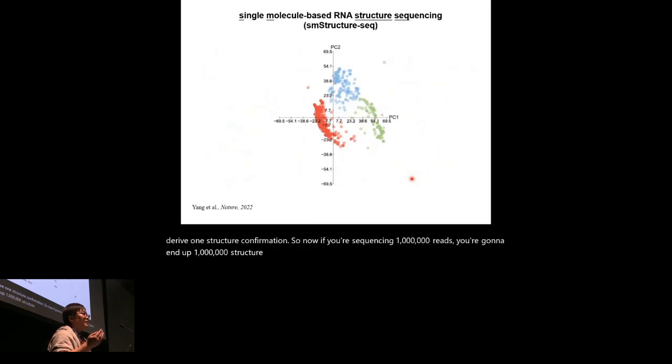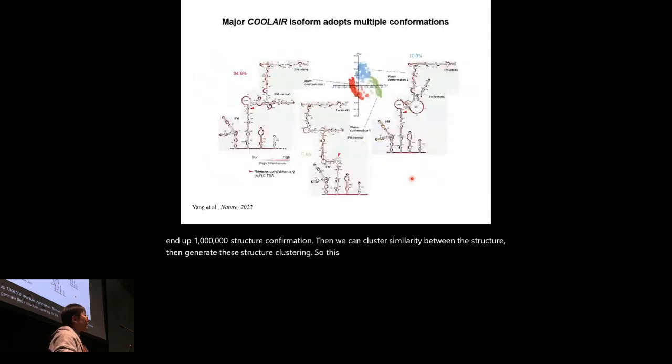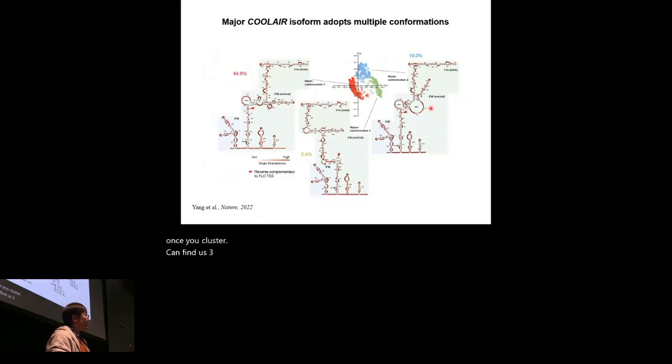Then we can cluster similarity between the structures, then generate this structure clustering. So this is one of the major COOLAIR isoforms. After the sequencing, we can obtain millions of reads of different structure conformations. Then once you cluster, you can find 3 major clusters of structure.